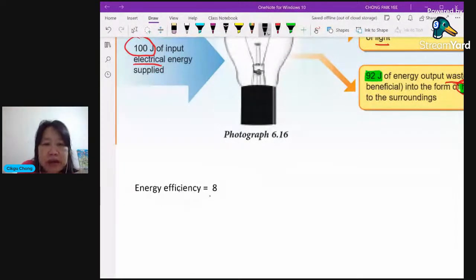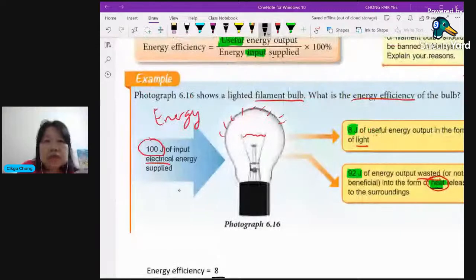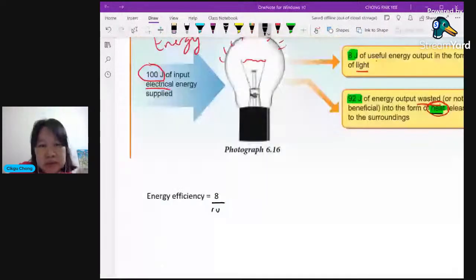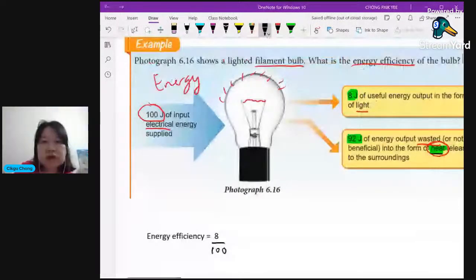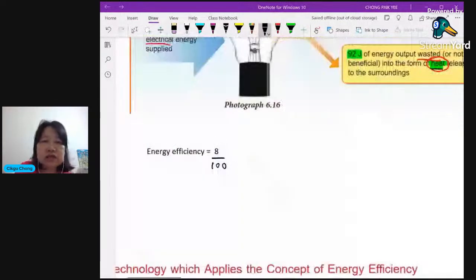Divided by the total energy that you give it. You supply it with 100 joule. You give 100 joule to the thing for it to do the job, but you only use 8, okay? 8 divided by 100. And then you have to put a percentage, because energy efficiency is calculated in terms of percentage. So times 100.